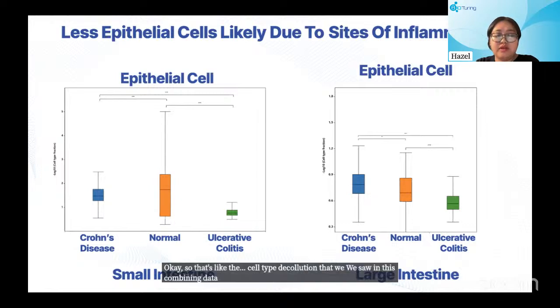Okay, so that's the cell type deconvolution that we saw in this combined data set. Basically, we see more B cells and more immune cells in the disease, and fewer epithelial cells in the disease, so a reverse trend. And that's all of our biological findings today.